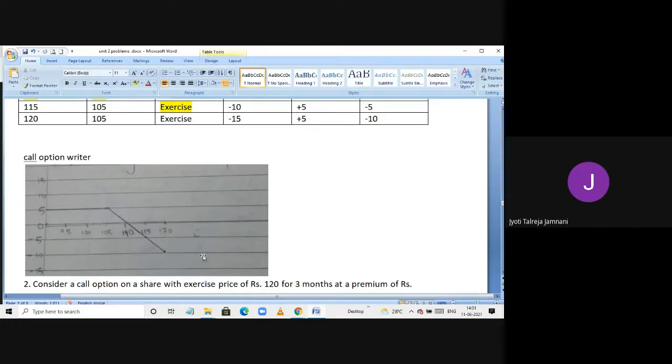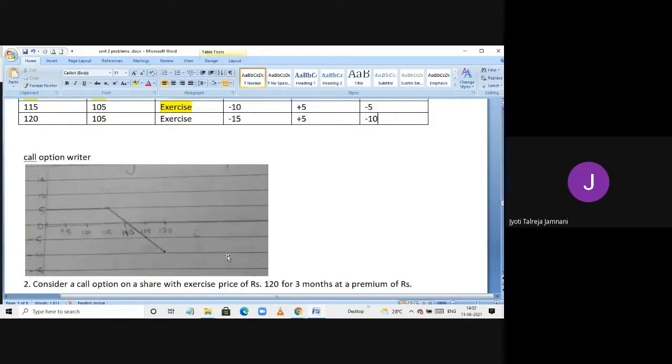Now if you look at the writer, his gain is limited to 5 rupees. He cannot gain more than 5 rupees. That is the premium amount. But his loss is unlimited. As Mr. A will go on gaining, he will keep on losing if the prices increase. So this is how a call option writer's payoff graph looks like.